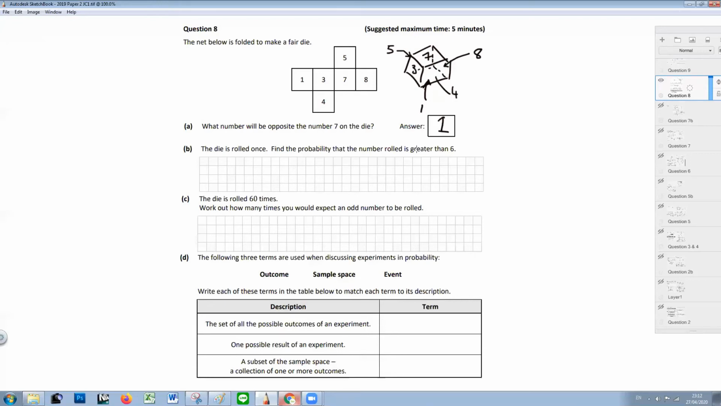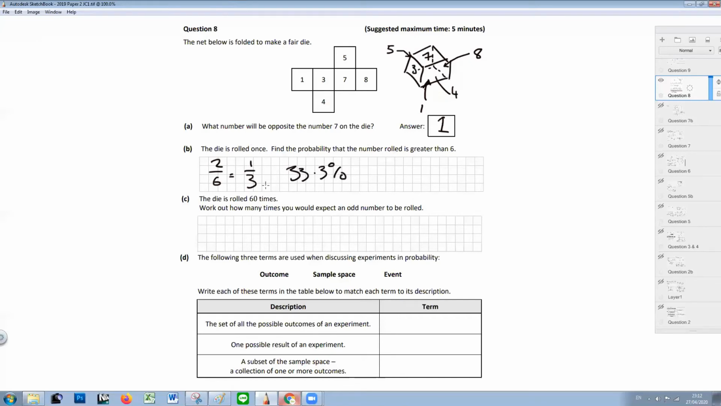So the die is rolled once. Find the probability that the number is greater than 6. So we have 2 numbers greater than 6. If it's only rolled once, the chances are going to be 2 divided by 6. It's going to be a third, like 33.3%.